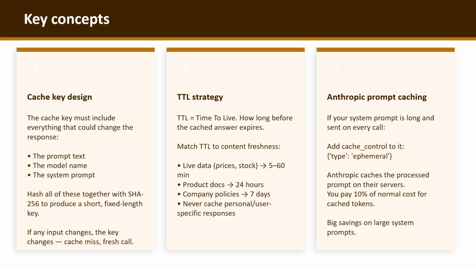This is a different kind of caching that happens at the API level. If you send a long system prompt on every API call, Anthropic can cache the processed version of that prompt on their servers. Subsequent calls that use the same cached system prompt are charged at 10% of the normal token cost. You enable this by adding a cache control field to your system prompt with the type set to ephemeral. Ephemeral means temporary. The cache lasts 5 minutes on Anthropic servers.